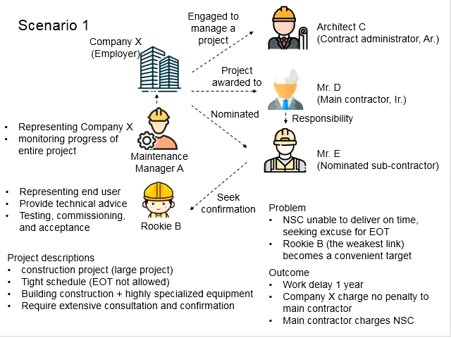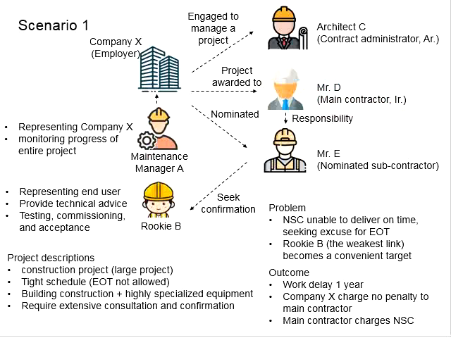Now the problem comes in. Mr. E, the nominated subcontractor, has a problem coordinating the equipment. He is unable to deliver on time, and he would like to seek an excuse for the EOT, extension of time. We know that in this project EOT is nearly not allowed, but the NSC here is unable to deliver on time. When the NSC is unable to deliver on time, the main contractor is also unable to deliver on time.